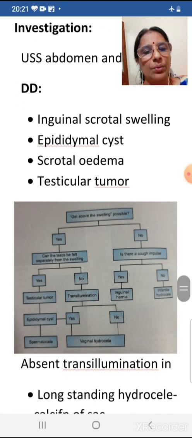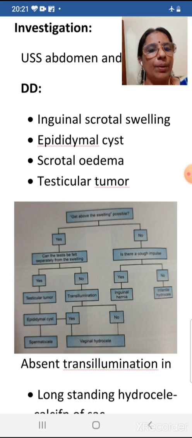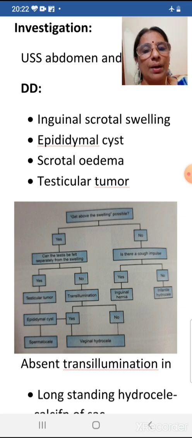So when you go through this chart, if you can get above the swelling, that means it is purely a scrotal swelling.